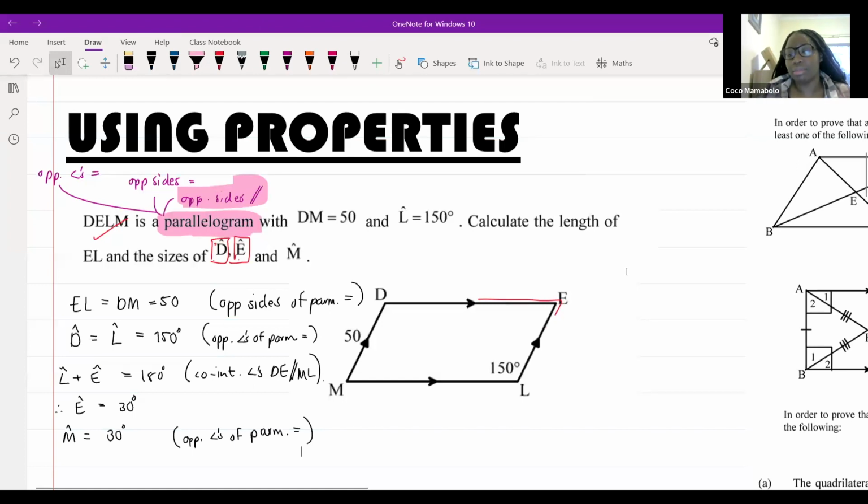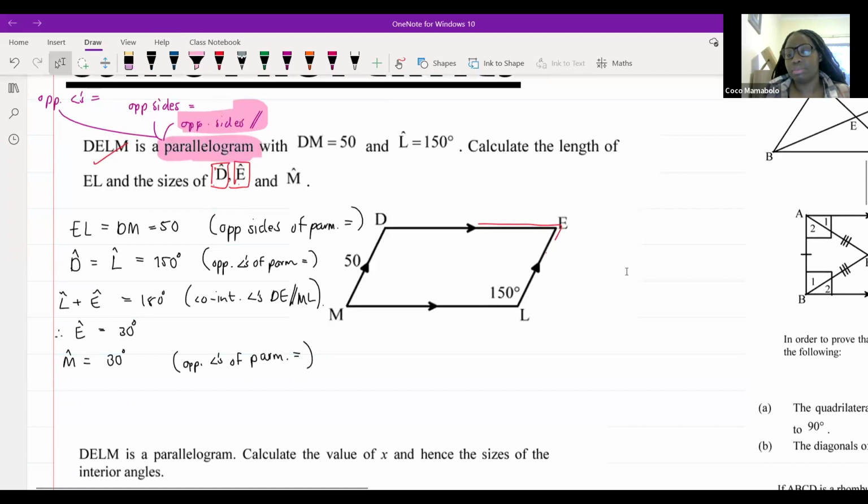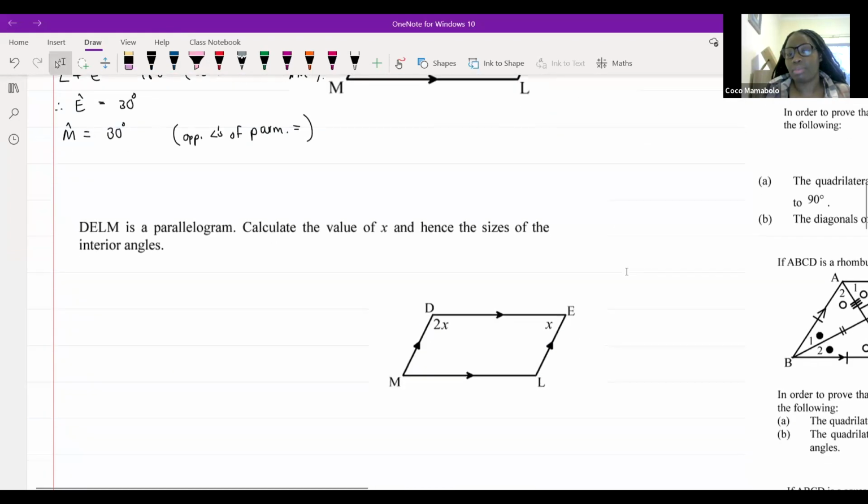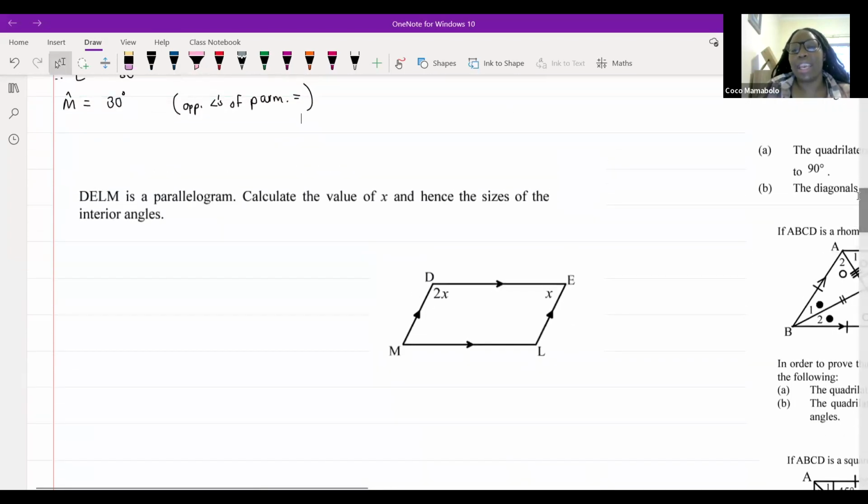Yes? Okay, lovely. Here's the next one. It says DELM is a parallelogram. Hooray. They tell us the information we need. So we need to think of all the properties of a parallelogram. Just name them. You know them already. Now it says calculate the value of X and hence the sizes of the interior angles.